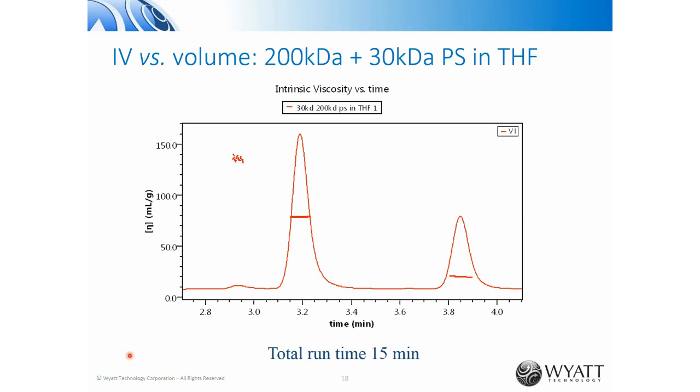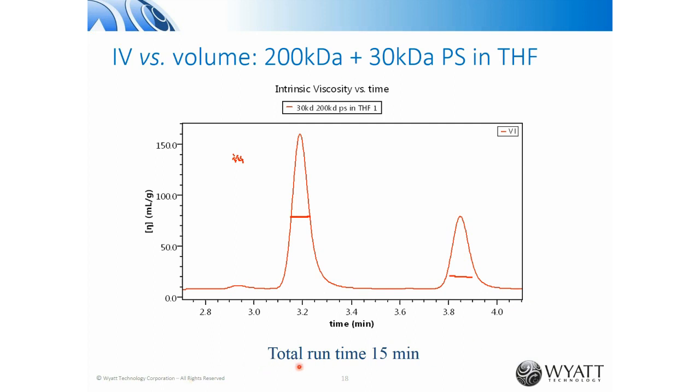So here's an example of how well it works. So here's that same 200K and 30K polystyrene, but zoomed in a little bit more. So here's our 200K peak, here's our 30K peak. And the first thing you'll notice is that because the APC system is very solvent efficient, the total run was over in about 6 minutes.